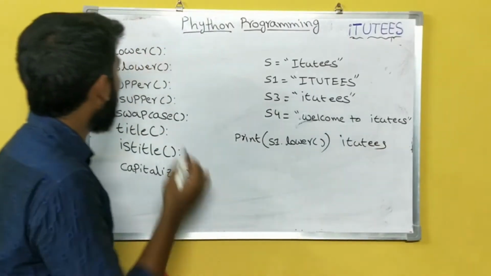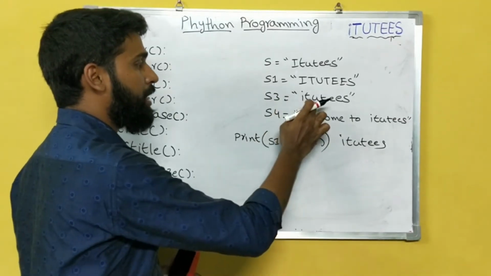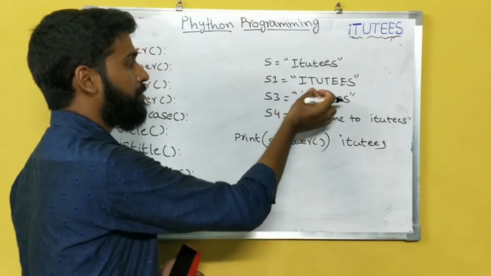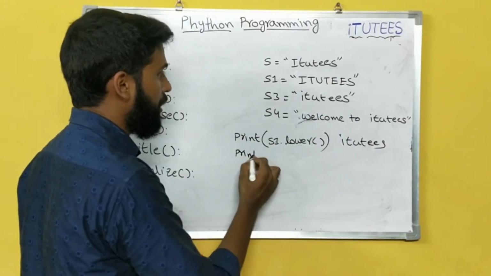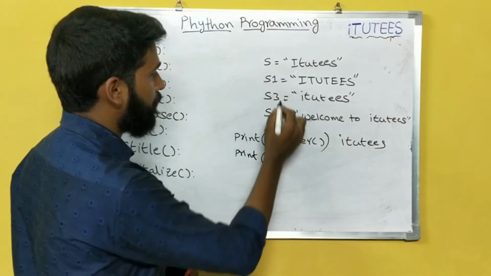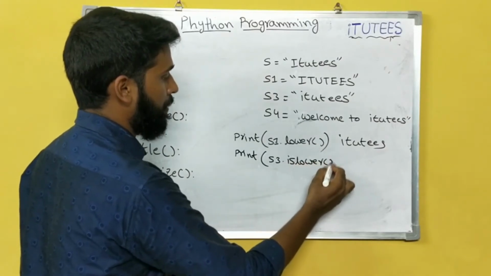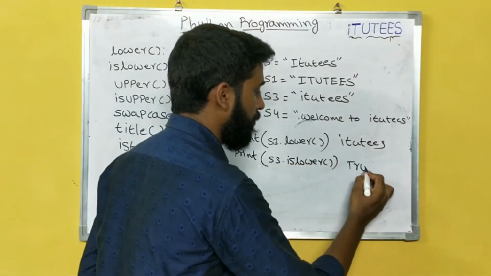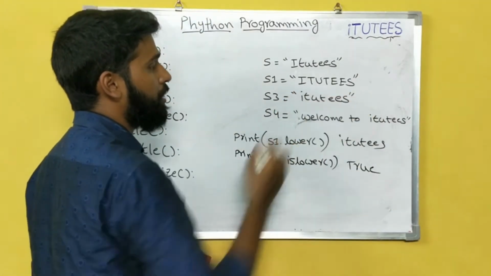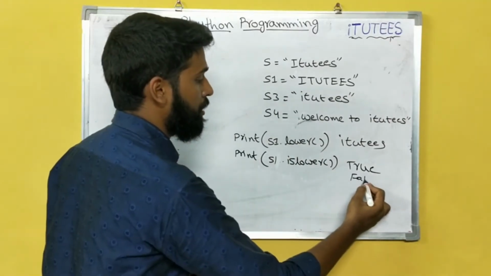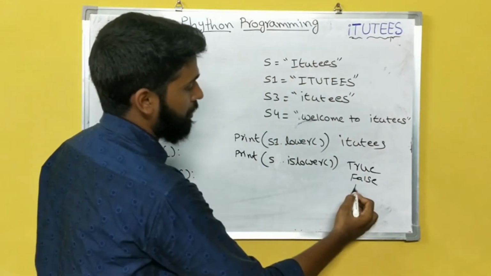Next one is islower. Islower function returns true if all letters are lower letters. If one of the letters is a capital letter, then it returns false. So for example, in this case, print s3 dot islower. It prints true. If s1 dot islower, yes, all these are capital letters, so it returns false. If I use s dot islower, I is capital, then also it returns false.